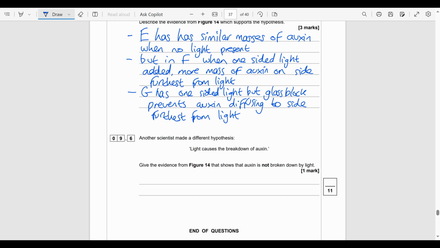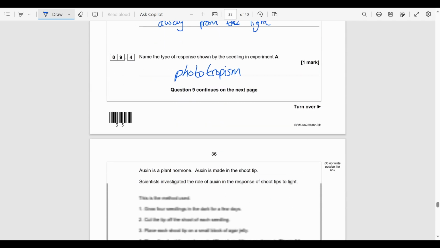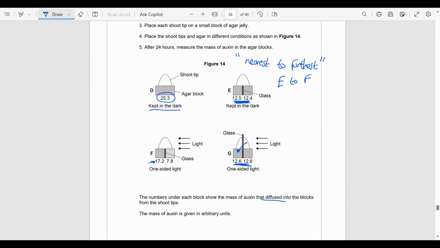9.6. Another scientist made a different hypothesis. Light causes the breakdown of auxin. Give the evidence from figure 14 that shows that auxin is not broken down by light. So this is the hypothesis, auxin broken down by light. So what cannot support this?